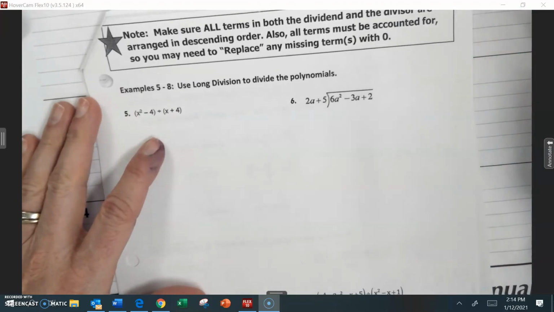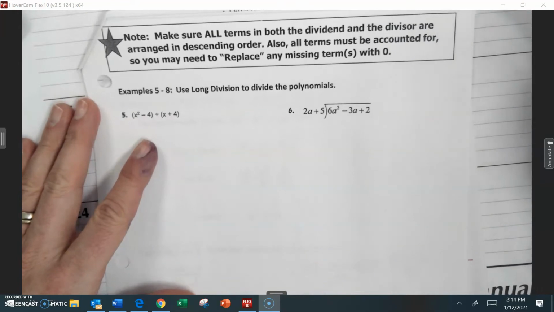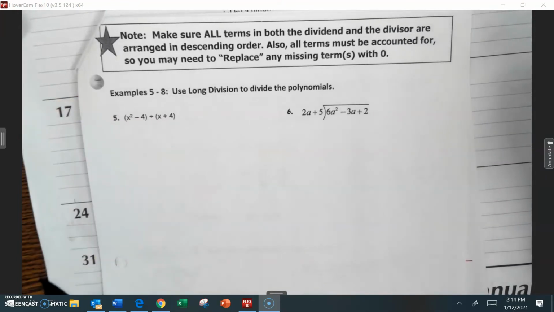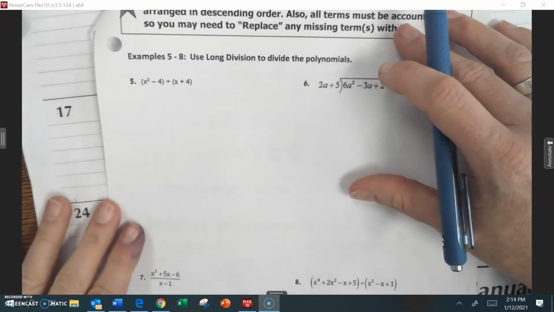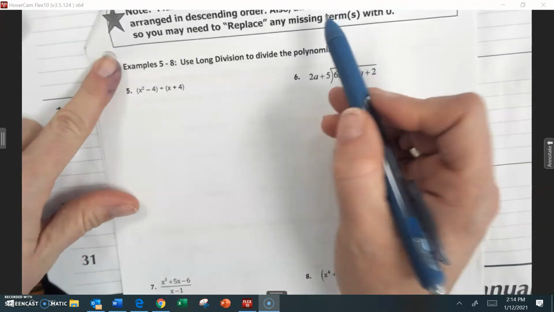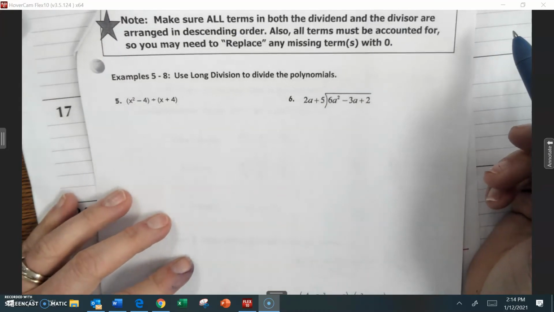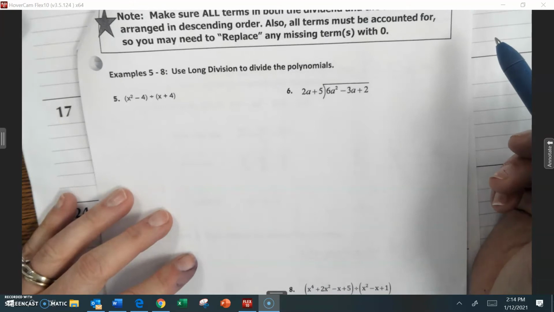Not every problem establishes that natural alignment that we've had so far. So I'm going to help you. We're actually going to do number 7 together, and if we have time, we'll go back and do 5. But do you realize, I want you to write this down, it says up here that all terms must be accounted for? So you might need to replace a missing term.